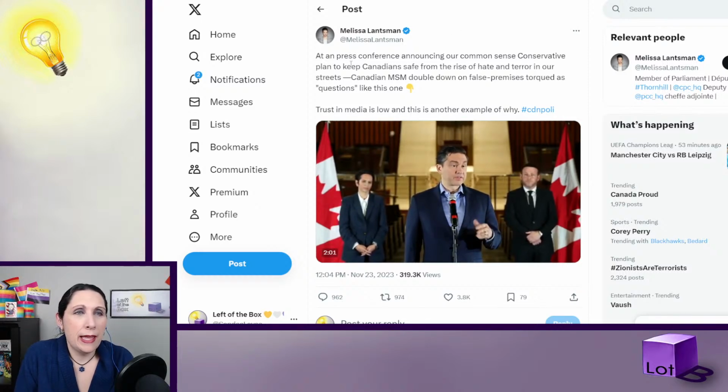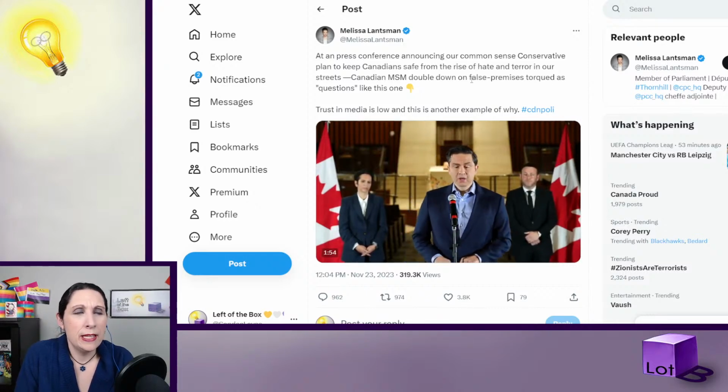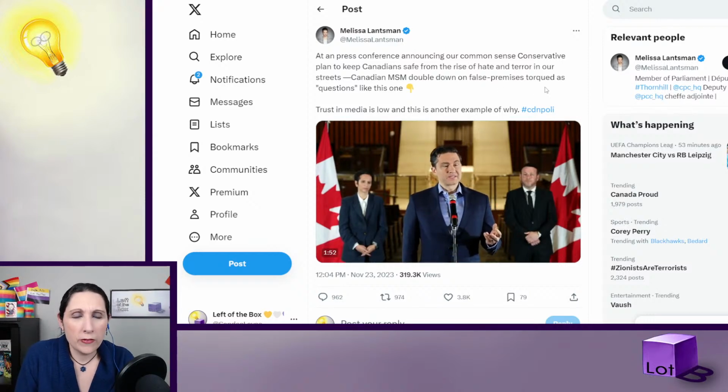Melissa Lantsman at a press conference announcing our common sense conservative plan to keep Canadians safe from the rise of hate and terror in our streets. Canadian mainstream media doubled down on false premises. Torque does questions like this one. Trust in media is low, and this is another example of why. The reporter said nothing wrong. She said nothing wrong.